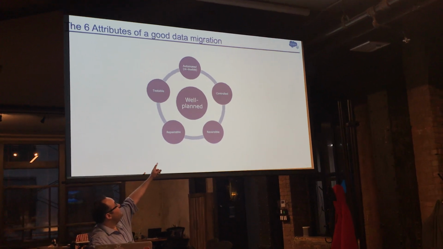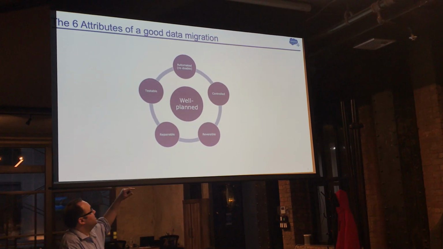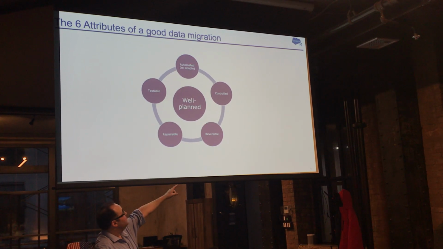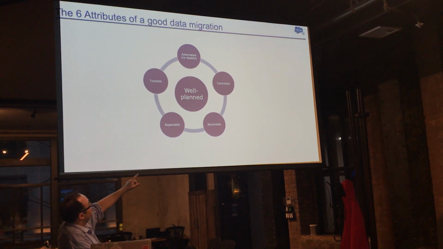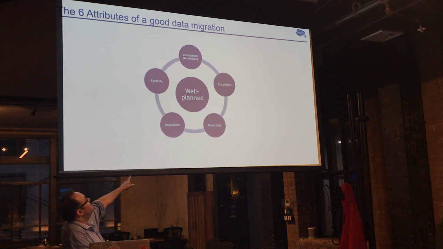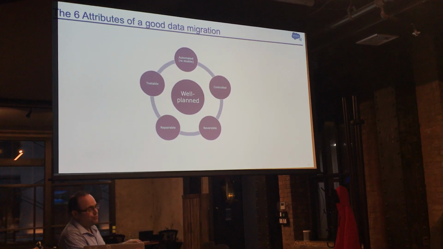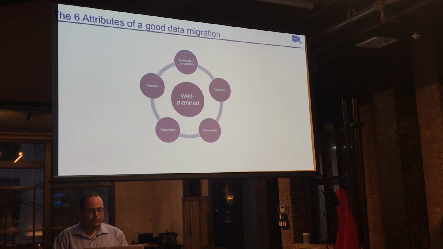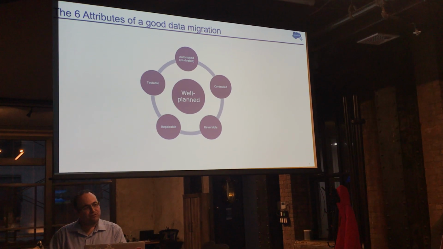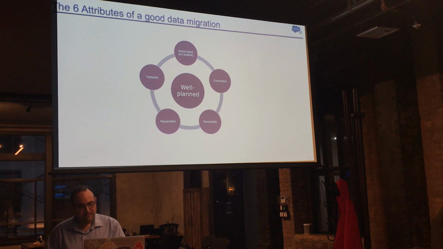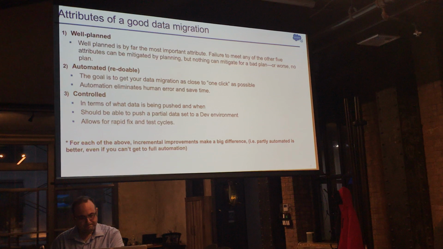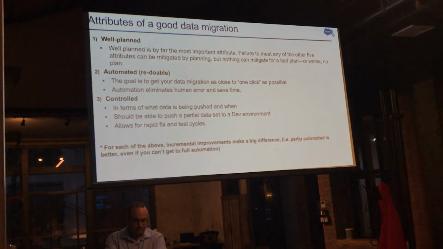It needs to be automated. I'm going to explain all of these in a moment. It needs to be controlled, it needs to be reversible, it needs to be repairable, and it needs to be testable. These are your six attributes that are your goals when you're designing your data migration, is to meet these. Okay, so let's go through them.